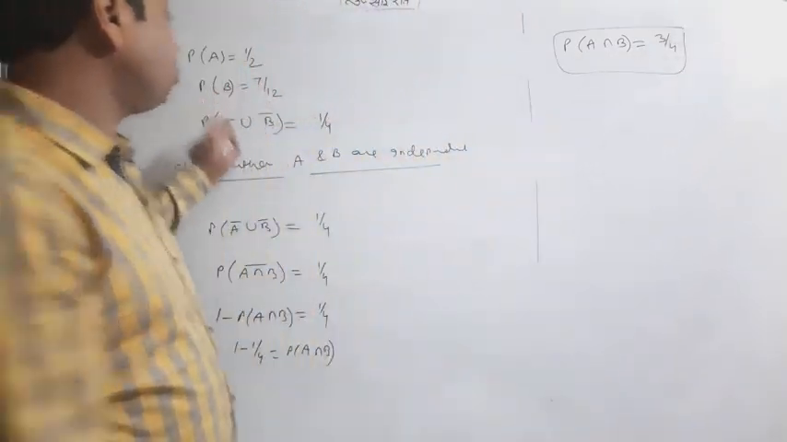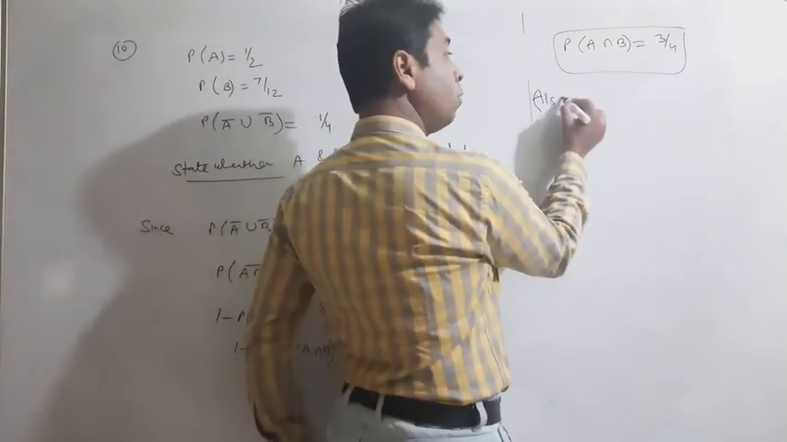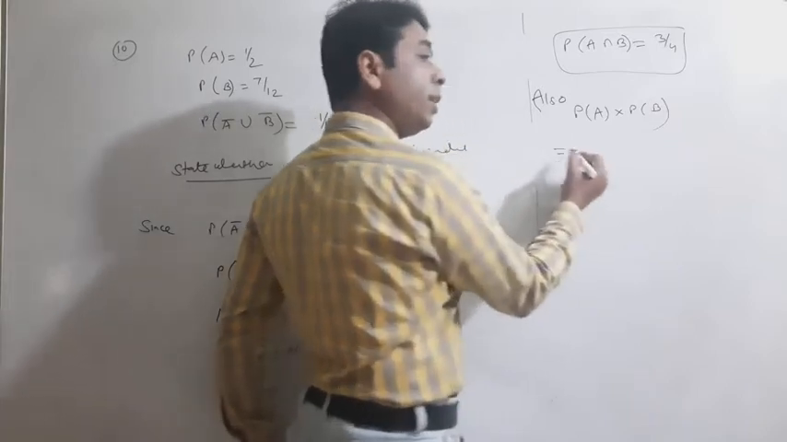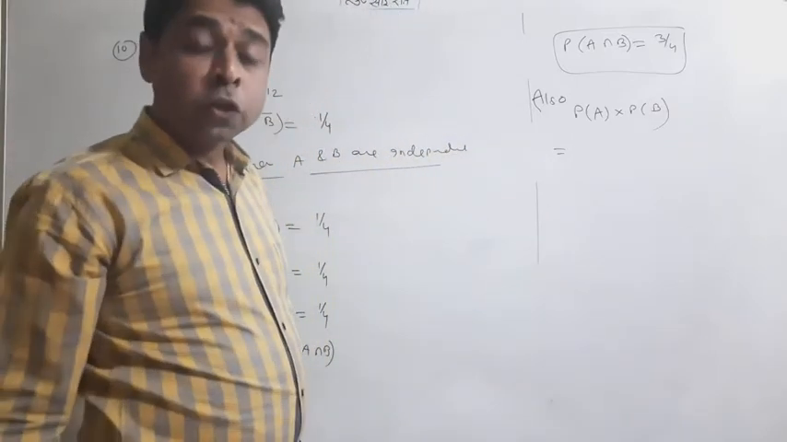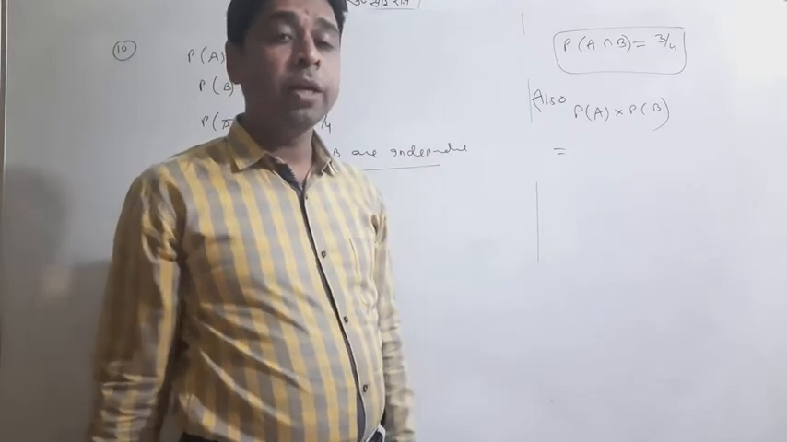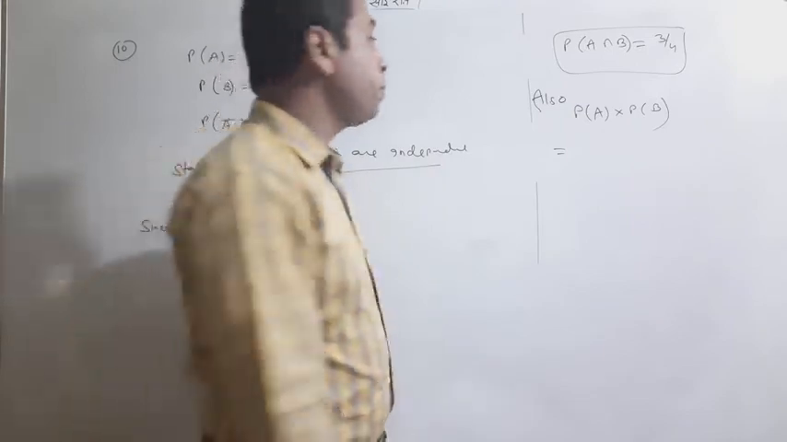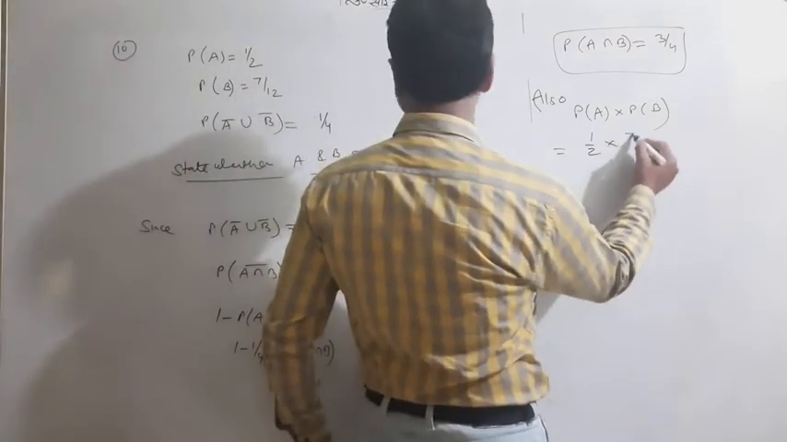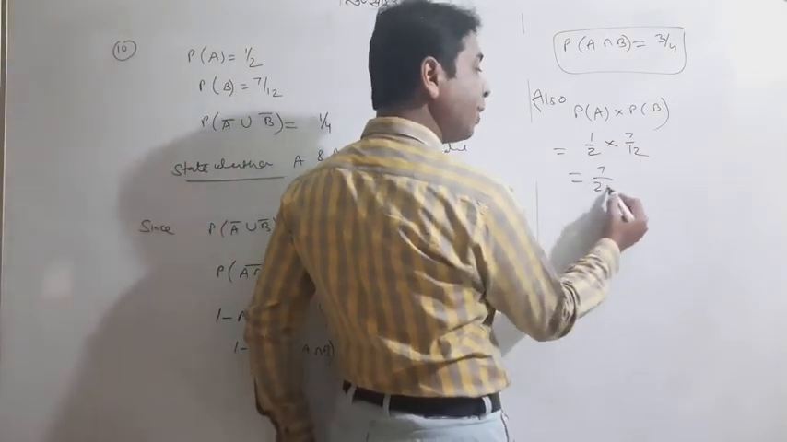And what is P of A into P of B also? Why am I finding it? Because I have to show whether A and B are independent or not. When P of A intersection B equals P of A into P of B, A and B will be independent. So P of A into P of B is 1 by 2 into 7 by 12. So the answer is 7 by 24.